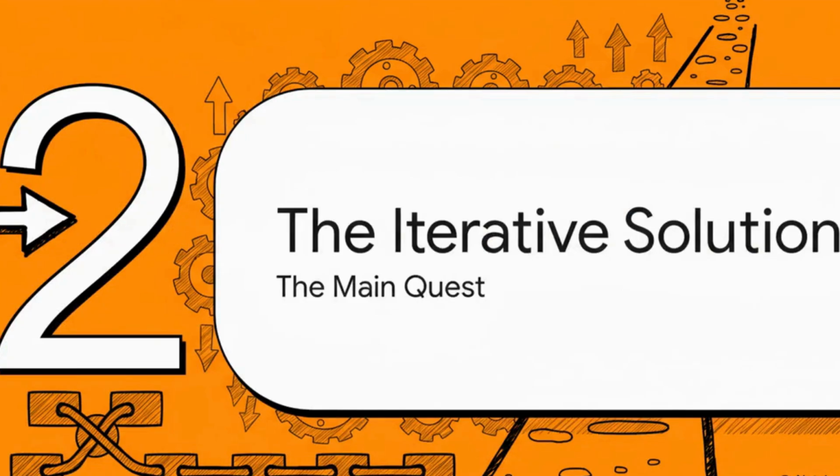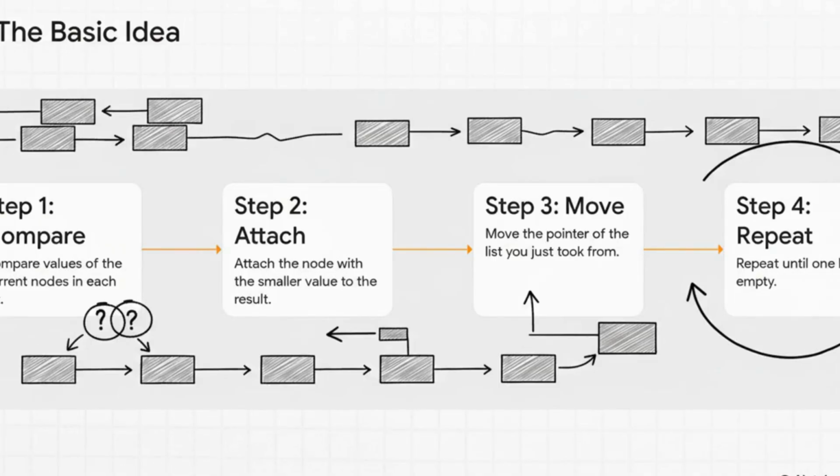All right, let's get into the main event, the iterative solution. This is the bread and butter approach that you absolutely, positively have to know. It's efficient, it's pretty clear once you see it, and honestly, it's what most interviewers are going to be looking for first. The logic here is actually pretty intuitive, a lot like how you'd merge two sorted arrays.